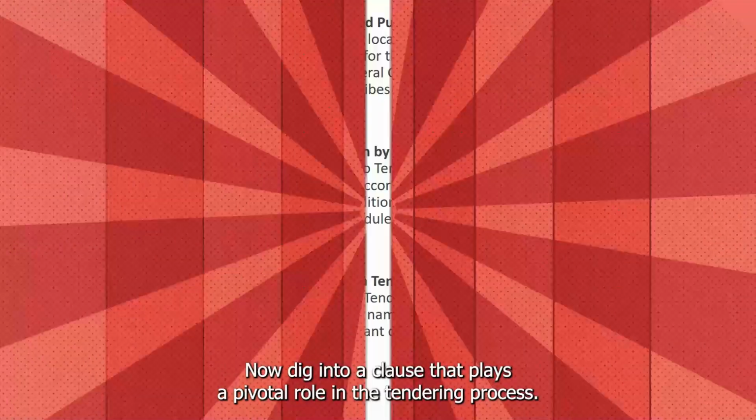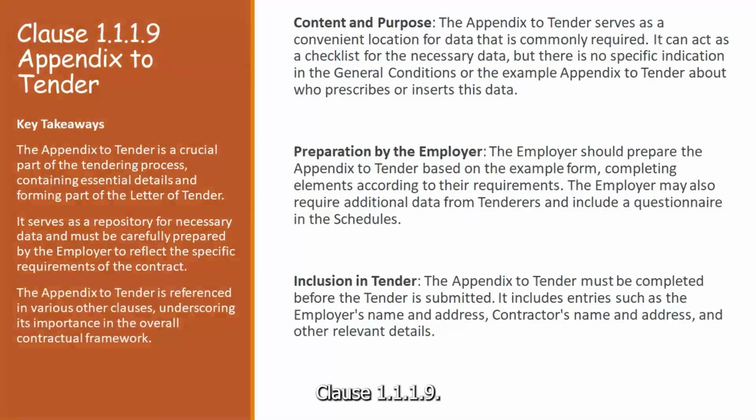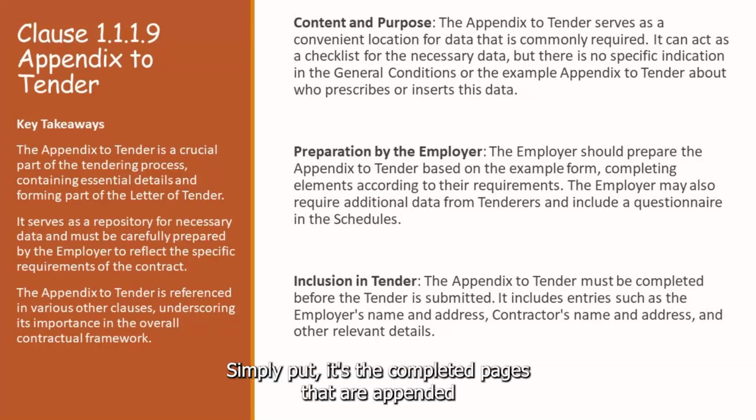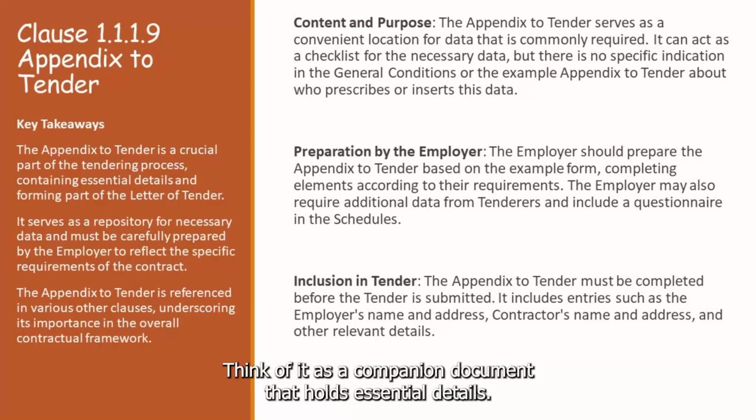Now dig into a clause that plays a pivotal role in the tendering process, Clause 1.1.1.9, the Appendix to Tender. First things first, what exactly is the Appendix to Tender? Simply put, it's the completed pages that are appended to the letter of tender, forming an integral part of it. Think of it as a companion document that holds essential details.